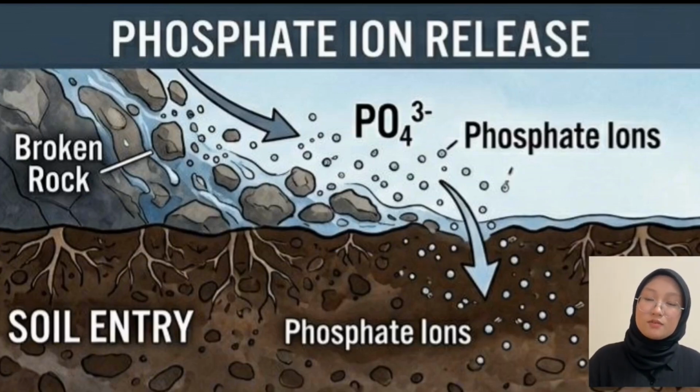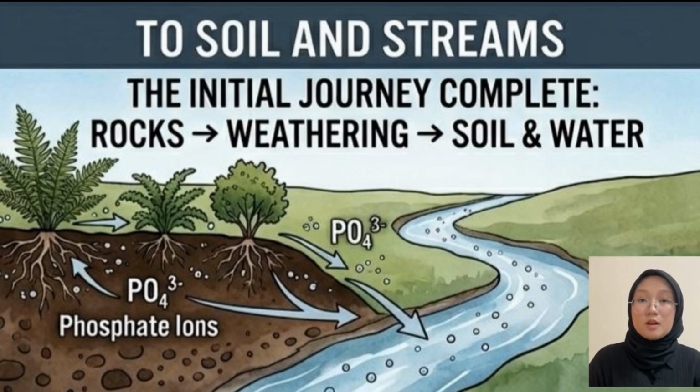Phosphorus is essential for plants because it helps DNA to form and also provides energy for cells. Some phosphate ions are also carried by rainwater into rivers and streams, spreading the phosphorus into the aquatic ecosystem. However, too much phosphorus can cause algal bloom, which can harm aquatic organisms. In conclusion, phosphorus begins in the rock, weathering releases phosphate ions, and this nutrient moves to soil and water to provide life on Earth. Thank you.